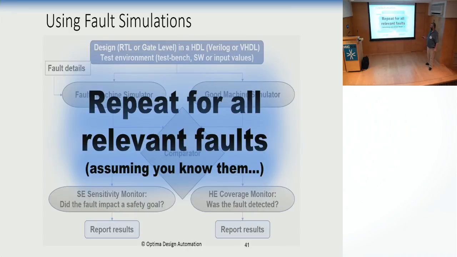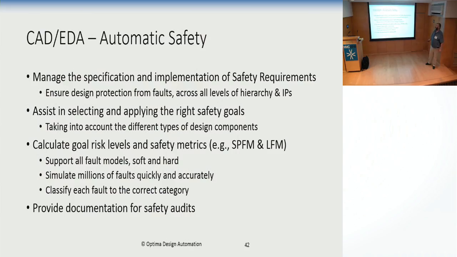So, if you know all the faults, you just repeat for all the faults, and again, it's a question of how fast can you do it. So again, I'm in the EDA industry, and for us, this is what it means to have automatic safety. You need to manage specification and implementation. The whole process of specifying and interconnecting and so on is a management. It's similar to other system engineering activities, but it has to be done. It has to be monitored and audited.